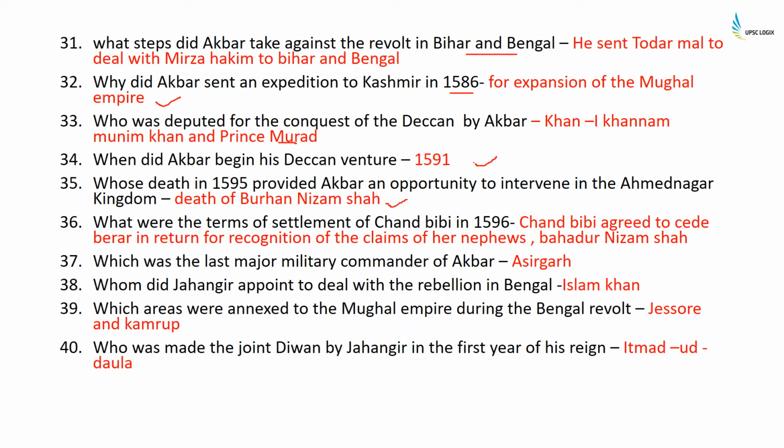What were the terms of settlement of Chand Bibi in 1596? Chand Bibi agreed to cede Berar in return for recognition of the claims of her nephew Bahadur Nizam Shah. Which was the last major military command of Akbar? It was Asirgarh. Whom did Jahangir appoint to deal with the rebellion in Bengal? Islam Khan. Which areas were annexed to the Mughal Empire during the Bengal revolt? Jessore and Kamrup. Who was made the joint Diwan by Jahangir in the first year of his reign? It was Itmad-ud-Daulah.